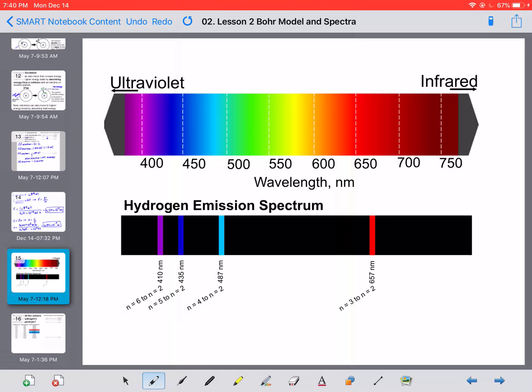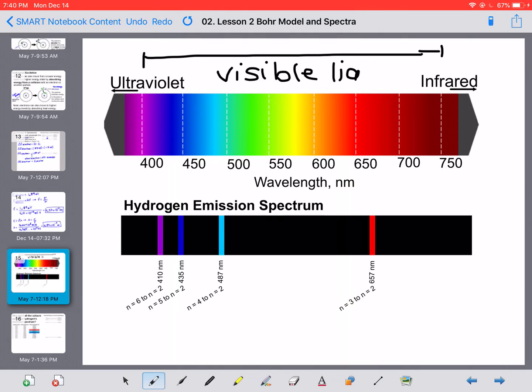Okay, so here I'm showing part of the electromagnetic spectrum. From here over to here, where we're seeing all of our colors, that's visible light. And of course, if we go beyond red visible light, we start to get into the infrared part of the electromagnetic spectrum. And if we go beyond the violet part of visible light, then we start to get into the ultraviolet part of the electromagnetic spectrum.